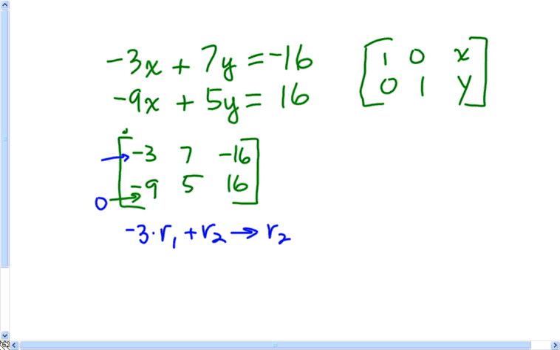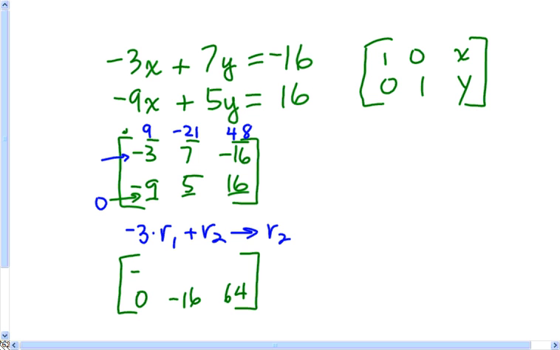If I multiply the top row by negative 3, and this is just my notes, I get 9, negative 21, and 48. Then I add that to the bottom row and replace row 2 with that. 9 plus negative 9 is 0. Negative 21 plus 5 is negative 16. And 48 plus 16 is 64. The top row I'm just going to leave. I haven't done anything with that yet.